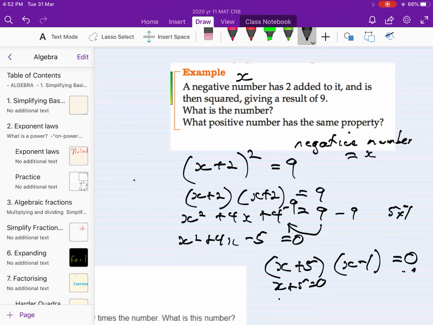X plus 5 is equal to 0, so x is negative 5. X minus 1 is equal to 0, so x is 1. Now, what is the number? A negative number. So this is the number. The number is negative 5. What positive number has the same properties? 1, right? That one. And that's how you do that.